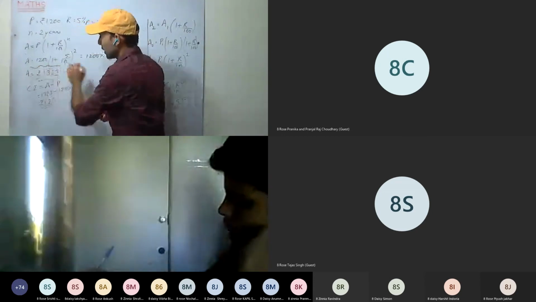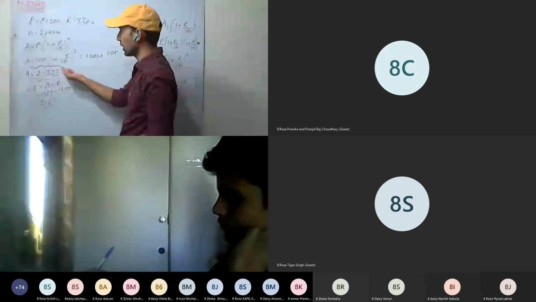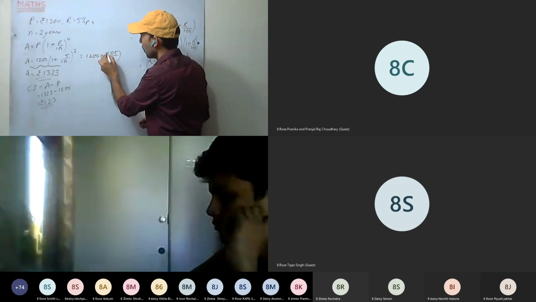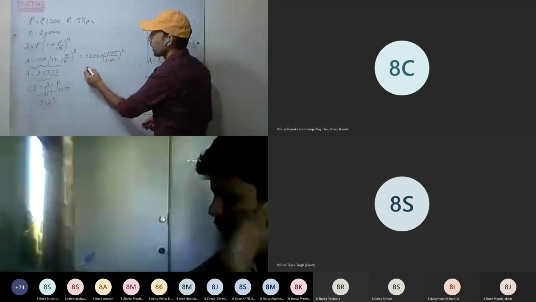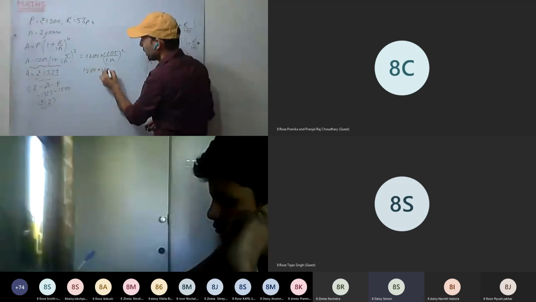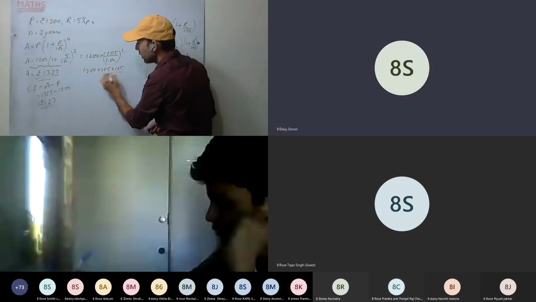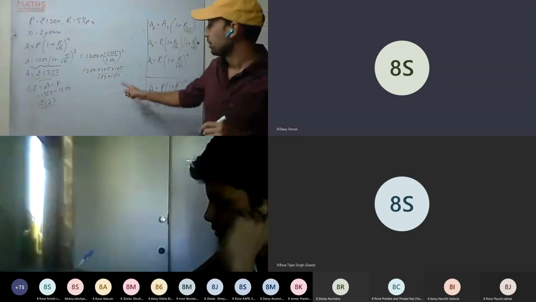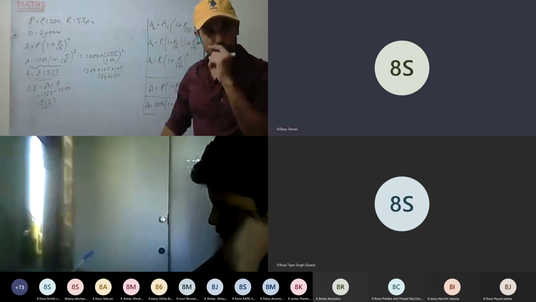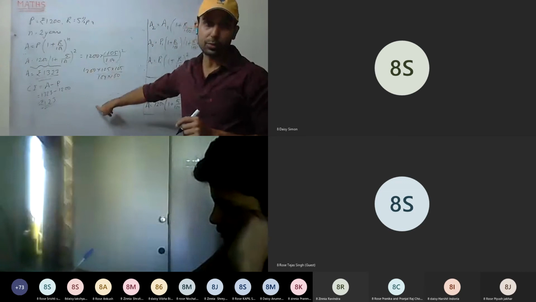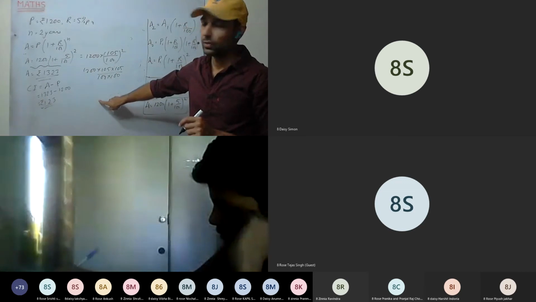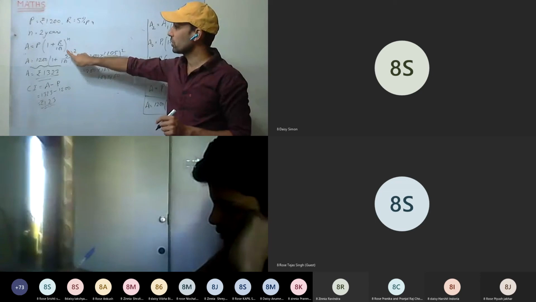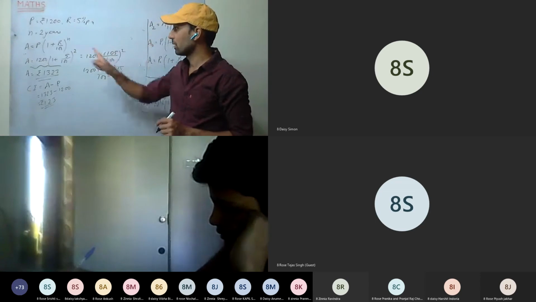I have missed some steps here. You write those steps. That is 1200 into 105 upon 100, whole square. Sir, we can do it with the long method also, na? The long method you can do, but it will be very time consuming. So better you remember this formula. It's very easy. Not much difference.